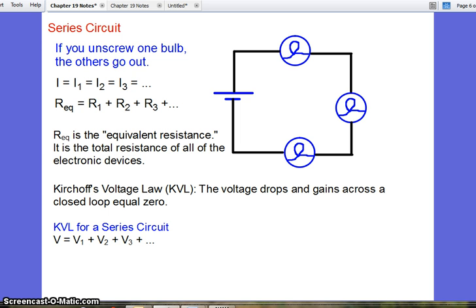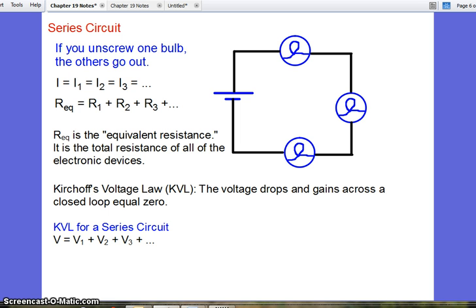In a series circuit, all the currents are the same. There's nowhere else for the electrons to go, so conservation of charge. The electrons have to go through all three light bulbs, and so all the currents are the same. It's kind of like a single lane when driving. All the cars are pretty much moving at the same speed, so all the currents are the same. We designate the current supplied by the battery as just the letter I. All the other currents we designate whether it's the first resistor, second resistor, or third resistor.